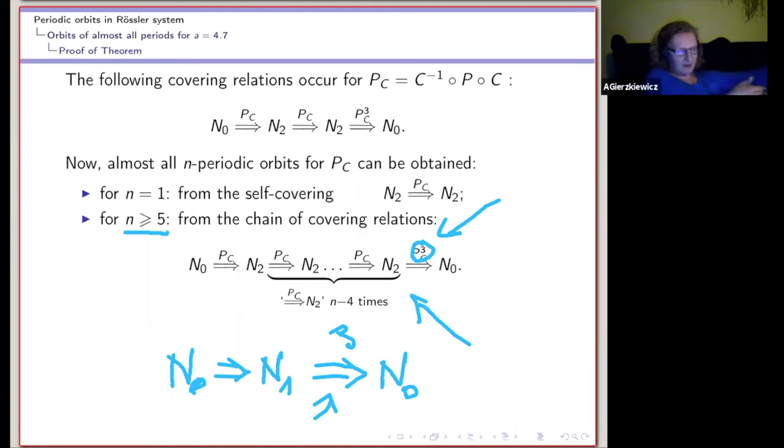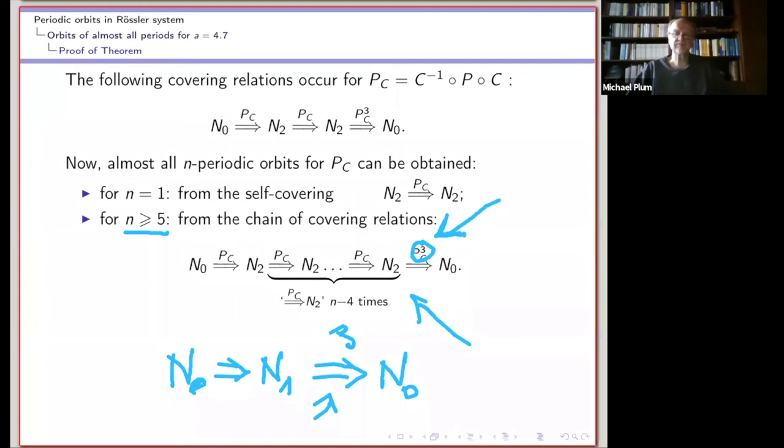Right. For five, it is also excluded, because three does not divide five. Yes, but for four we have some problem. Okay, so we can do similar things, but we have to be careful with such big jumps, because we don't know essentially what is happening there.